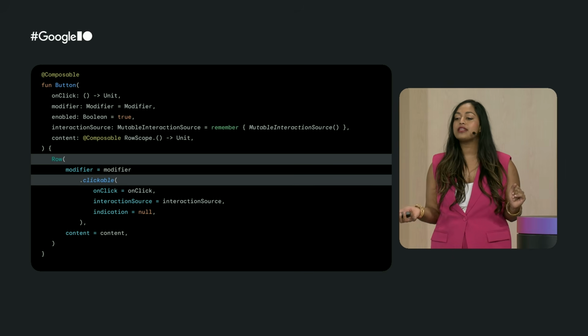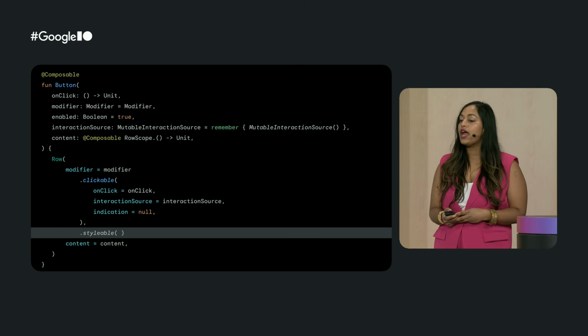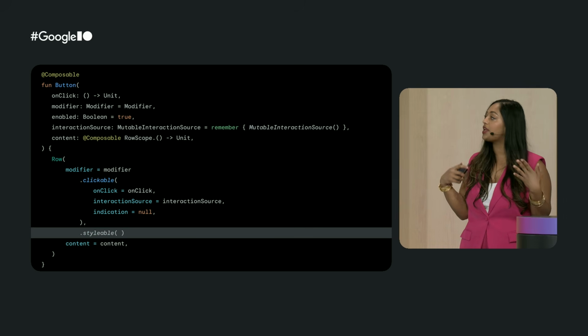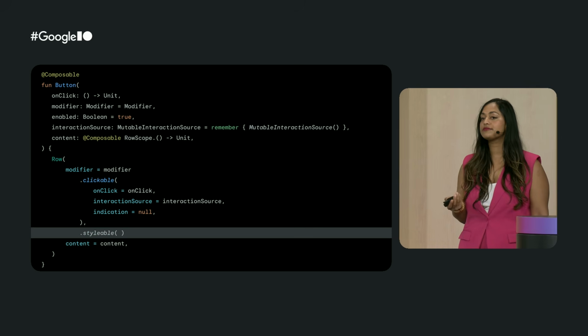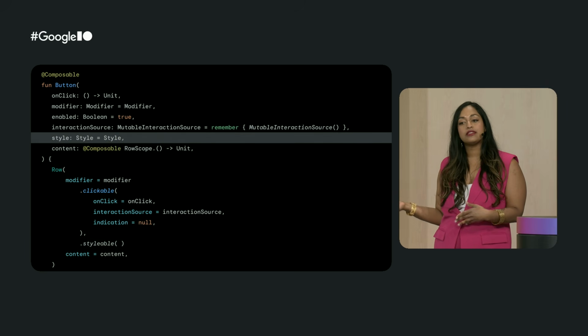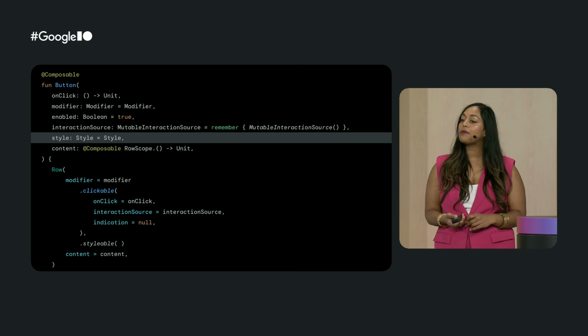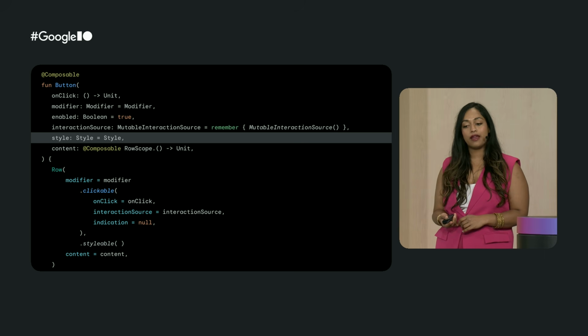Under the hood, Jetsnack's button is implemented as a row that is clickable. And in order to make the button stylable, you can add a stylable modifier. And then you would add a style parameter to your method signature so that implementations of the custom button can use the style parameter to customize their implementation of the button.